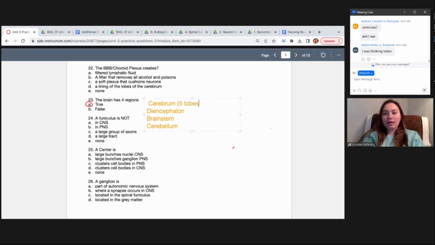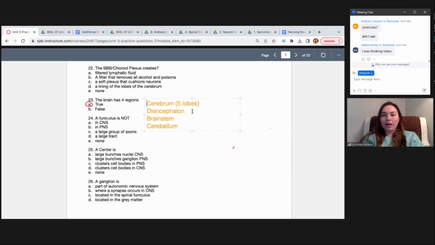When I was in the class, I used to do this too. The cerebrum has 5 lobes. I kept thinking the brain had 5 regions because the cerebrum has 5 lobes. So don't make the same mistake I did. The cerebrum has your frontal, temporal, parietal, occipital, and insula. But the brain only has these 4 regions.